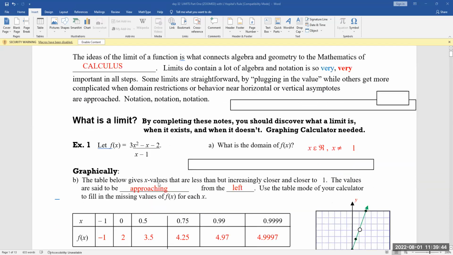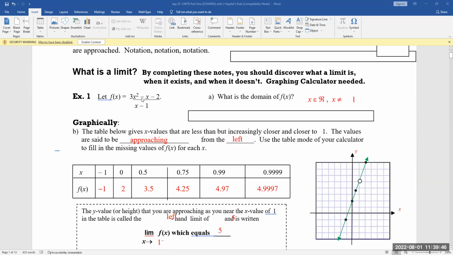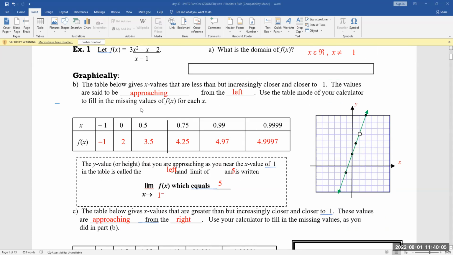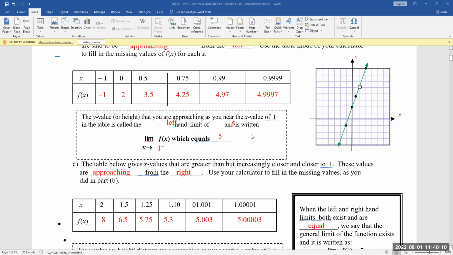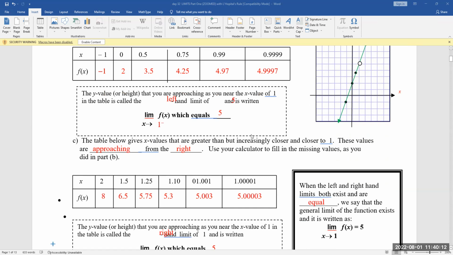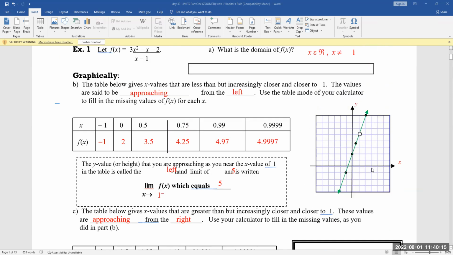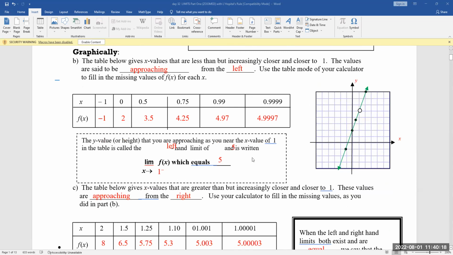In example number 1, we looked at the limit of the function 3x squared minus x minus 2 all over x minus 1. And we explored it, realizing that the domain here is all real numbers except x cannot equal 1, because of the 0 you would get in the denominator. We graphed it using a table of values from the left and from the right. And we realized there was going to be a hole in our graph when x is equal to 1, but we didn't know what the y value was until we explored it in our tabular data.